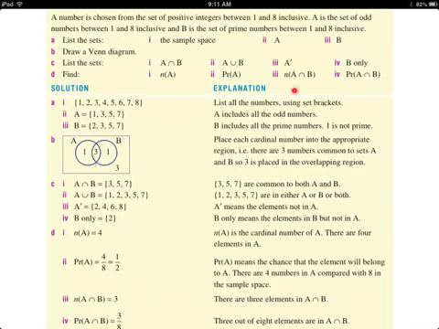Final question is the number of elements in A intersection B. We can read off our Venn diagram. It's 3. The last section is what's the probability of getting the intersection, which we would simply write as 3 over 8.